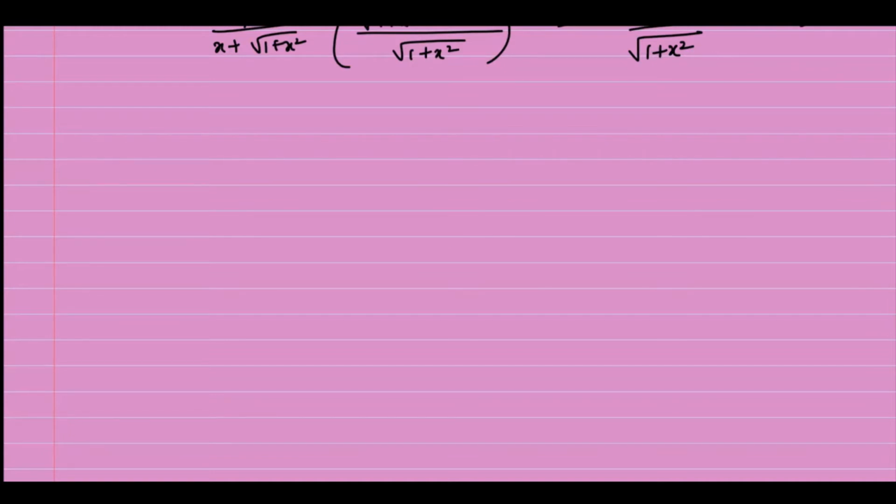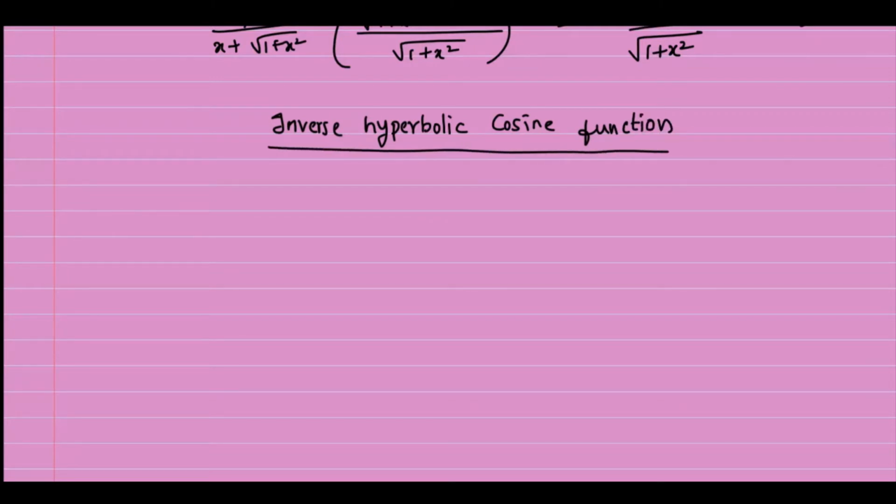So next we will define the inverse hyperbolic cosine function. For sine and cosine, I will do all the steps here. For all the other hyperbolic functions, you can do it in the same way. So now we will see what the inverse hyperbolic cosine function is.